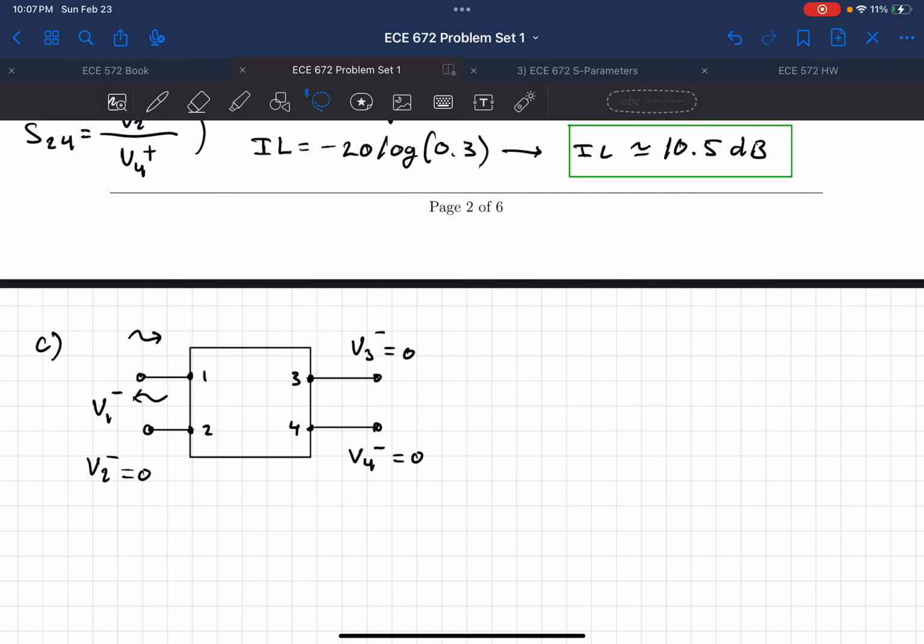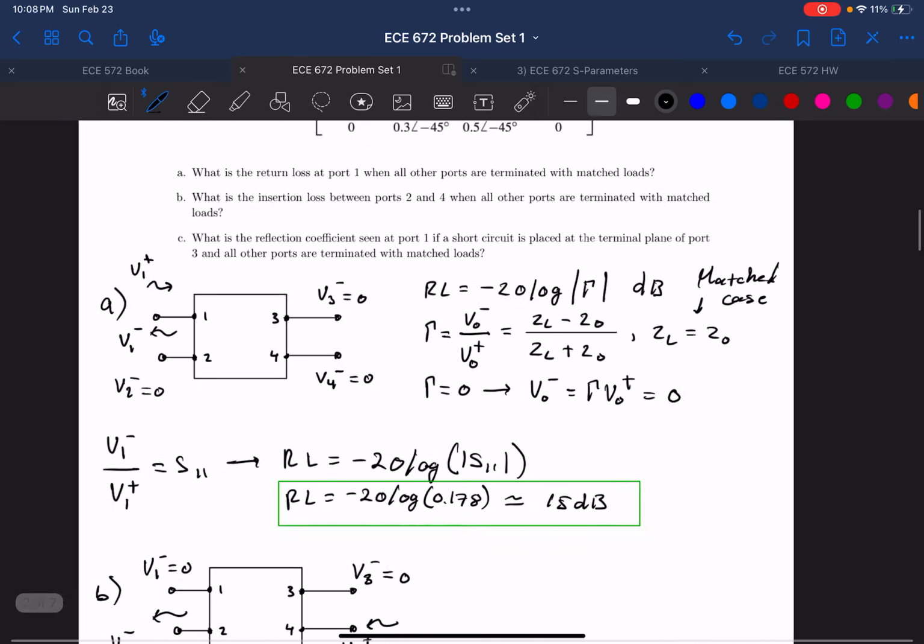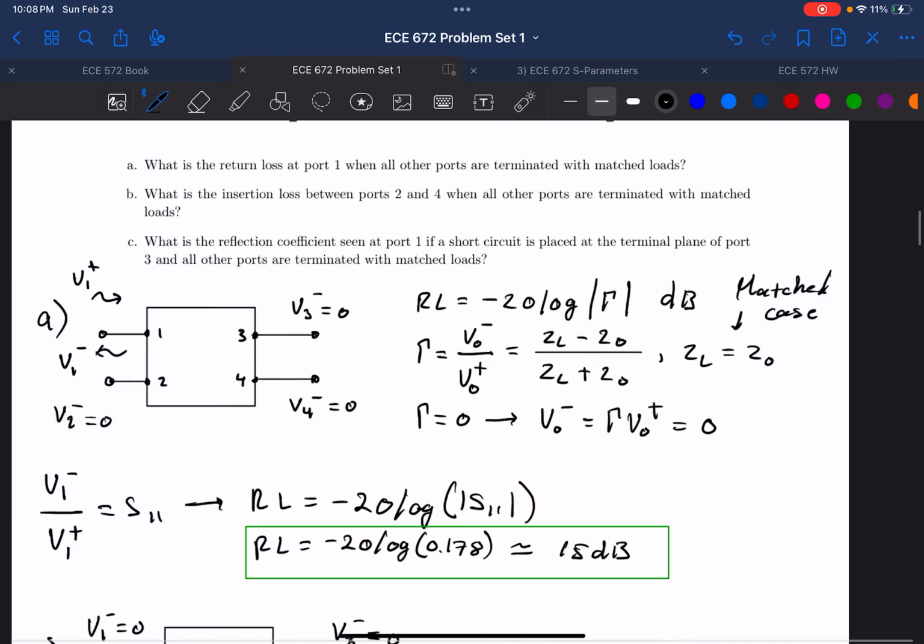We can paste this here again. We can get rid of all the other conditions. Port 3 is short-circuited, and all other ports are terminated with match loads. So what is the reflection coefficient seen at port 1?